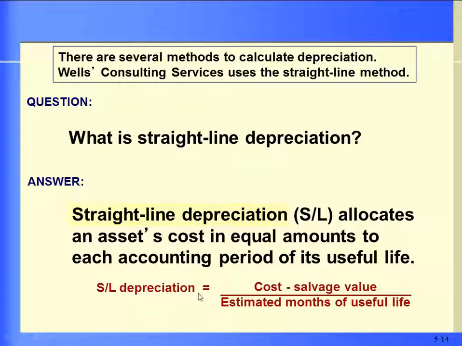So here's the actual calculation. Straight line depreciation equals cost minus salvage divided by estimated months of useful life. In this example, we're going to use months. There are some examples in prior classes where we did it by years. So if you do it by 5 years, you can divide by 5, then divide that by 12, or just get the monthly in the beginning.